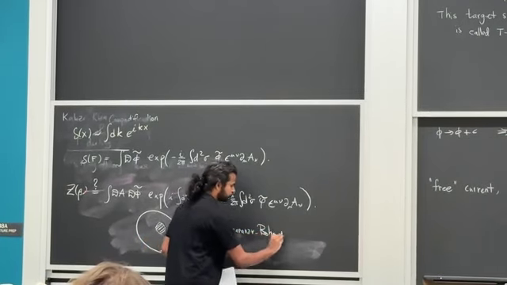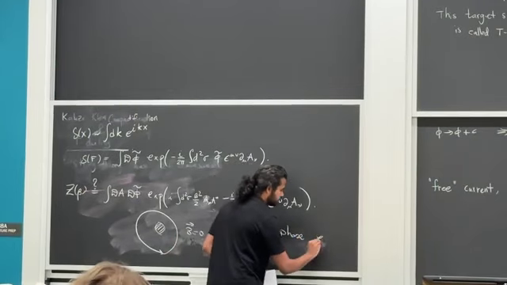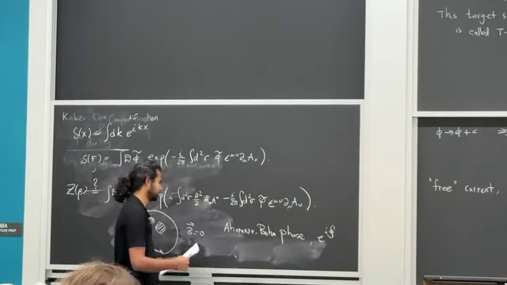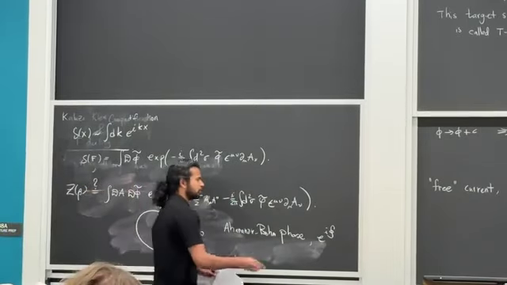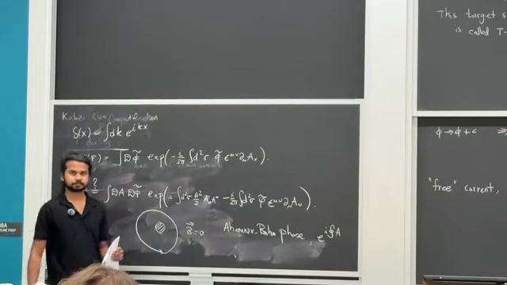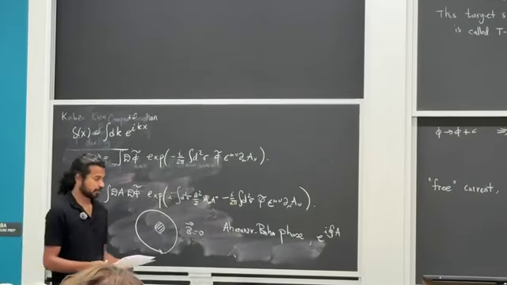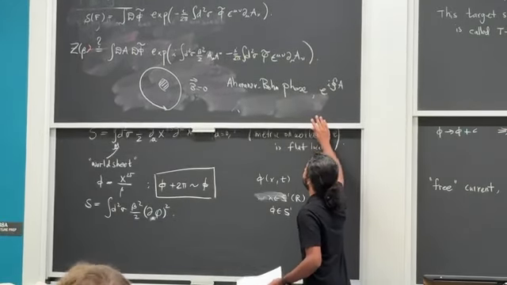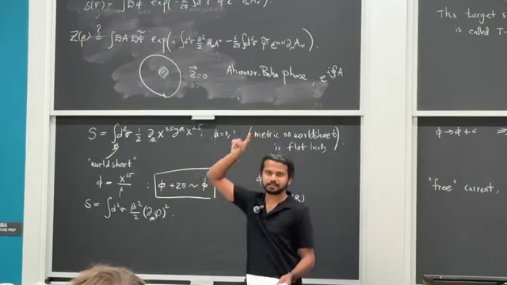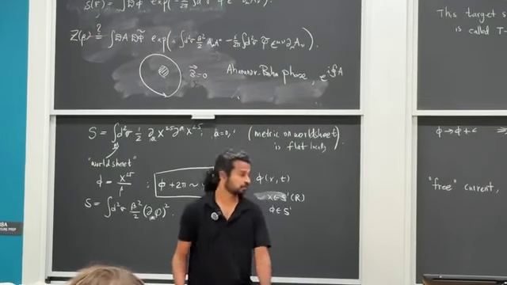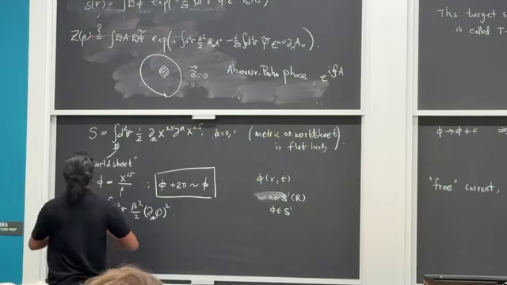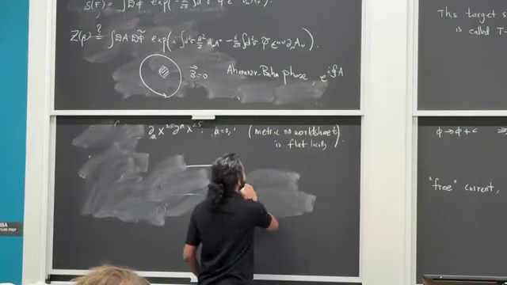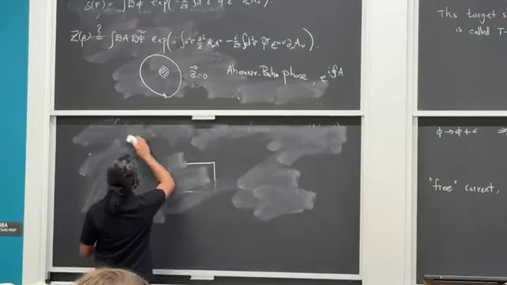The Aharonov-Bohm phase is e to the i, the integral over this line element of the vector potential. In fact, we need this line integral over the vector potential to be not zero, because remember that our phi field had winding, and we don't want to lose the winding.